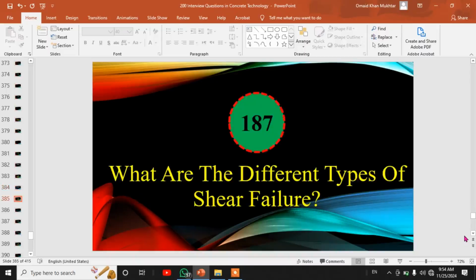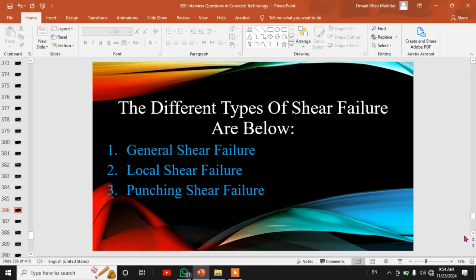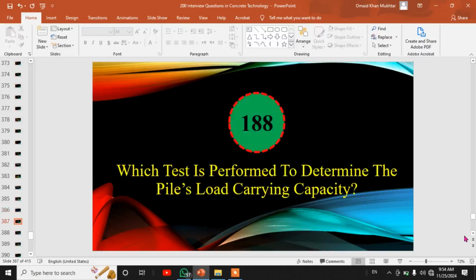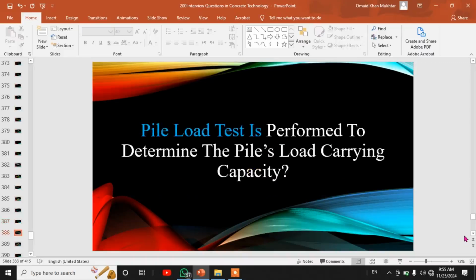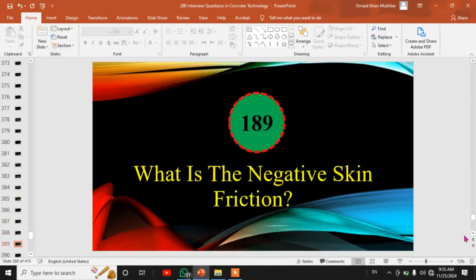187. What are the different types of shear failure? The different types of shear failure are below. First, general shear failure. Second, local shear failure. Third, punching shear failure. 188. Which test is performed to determine the pile's load carrying capacity? Pile load test is performed to determine the pile's load carrying capacity.